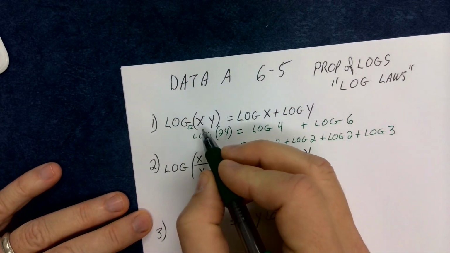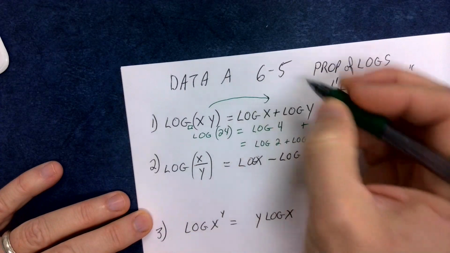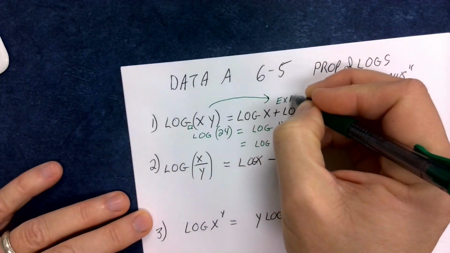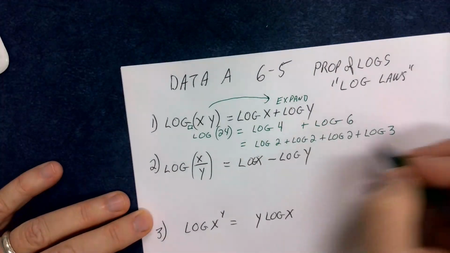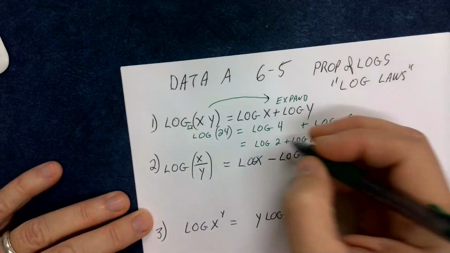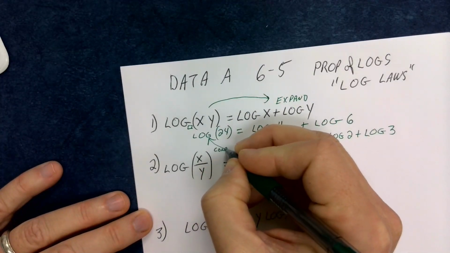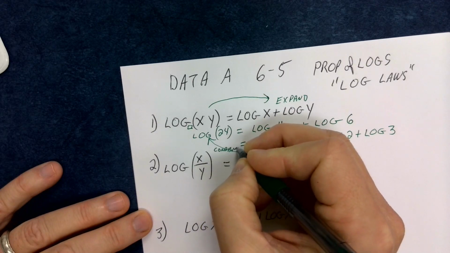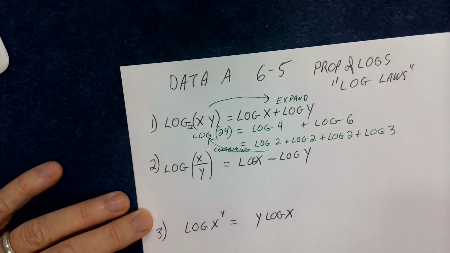So that's a way, what we would say, if I go this direction, this log number 1, I would be expanding. And if I went the opposite direction from a whole bunch of logs to an individual log, I would be what we call condensing. So that's the first log law, and that's true on every logarithm, assuming that they all have the same base.